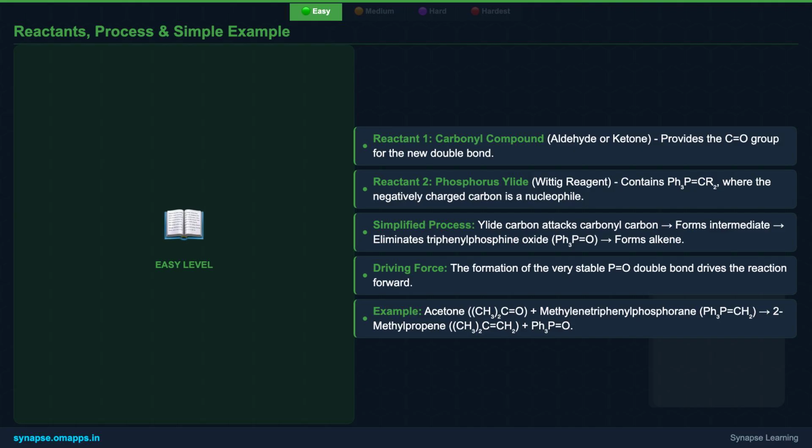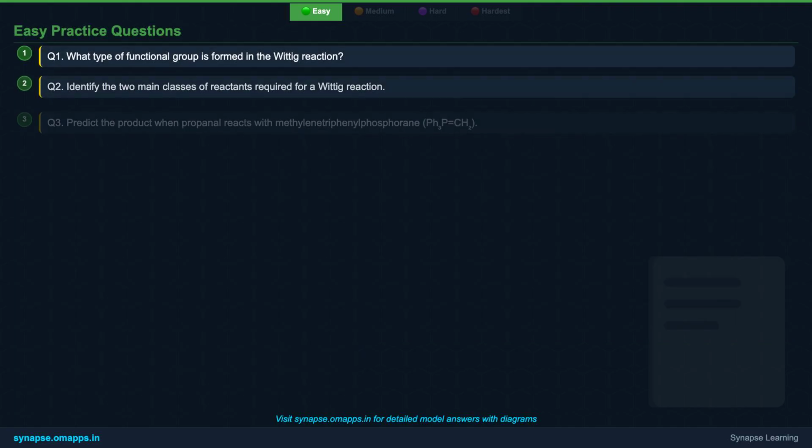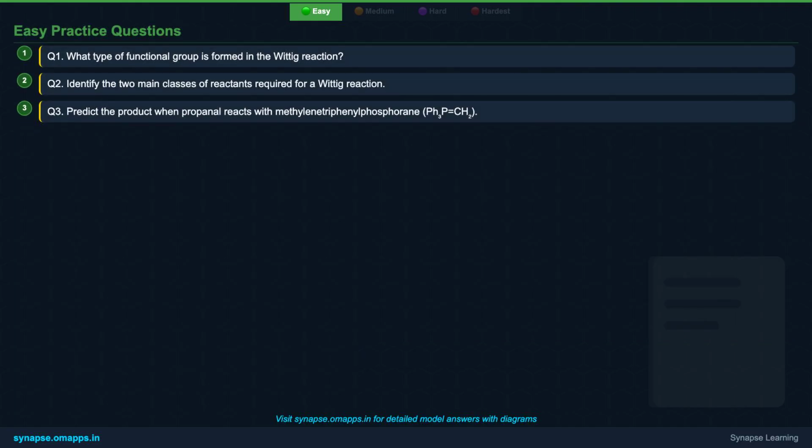In a simplified view, the ylide's carbon attacks the carbonyl carbon, forming an intermediate. This intermediate then quickly rearranges, leading to the expulsion of triphenylphosphine oxide and the formation of a new carbon-carbon double bond, the alkene. For instance, reacting acetone with methylenetriphenylphosphorane yields methylpropene, effectively replacing the oxygen with a methylene group. Now, let's test your basic understanding with a few questions. Pause the video, try to answer them, and then check your solutions.